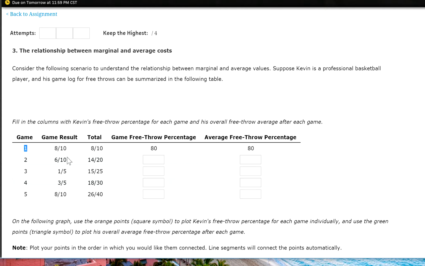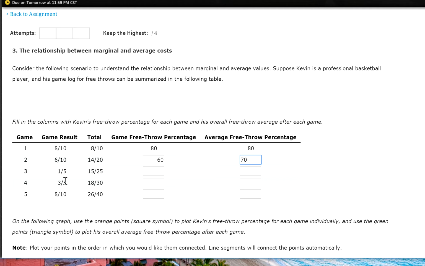Now, for the second game, he did 6 out of 10, so that should be 60%. So just use a calculator, use the number divided by the total. So just use 6 divided by 10, that will give you 60%, okay? And then next, asking for your average free throw percentage, you're going to use 14 divided by 20, so that will be 70.